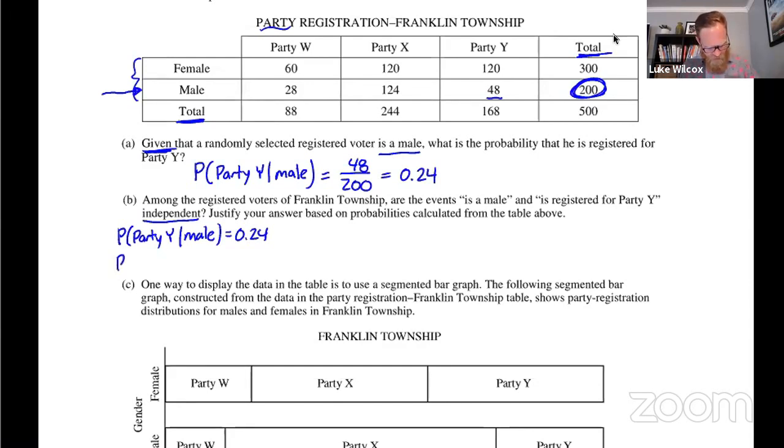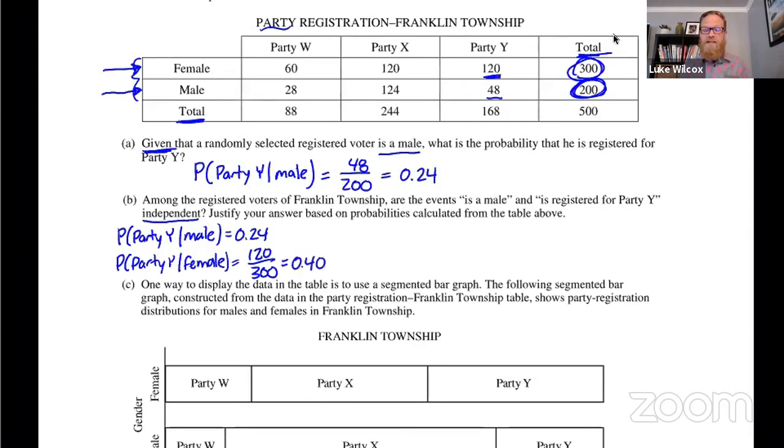So what we need to find out then is the probability that they're in party Y given that they're a female. Well, we can calculate that. This is just another conditional probability, but this time the condition is that they are a female. And so now my total is going to be out of 300. And of those 300 females, I can see that 120 are in party Y. So that's 120 out of 300, which is going to give me 0.40.